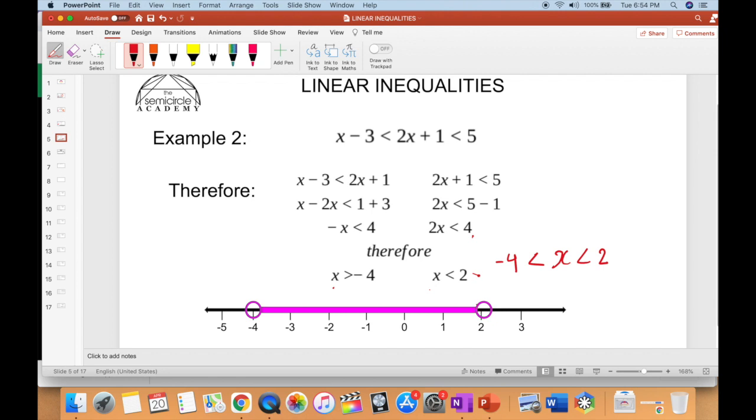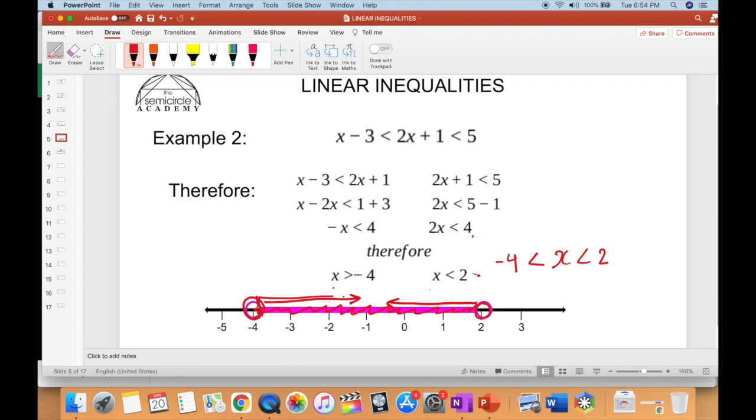You notice it's unshaded because I don't have the equal sign. So first I will draw an unshaded circle around 2 because x is less than 2. I'll draw an unshaded circle around negative 4 because x is greater than negative 4. So that means x is greater than negative 4 in this direction, and less than 2 in this direction. And so this is the portion of the line where you have to shade.